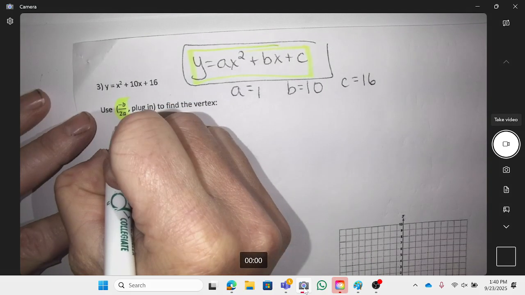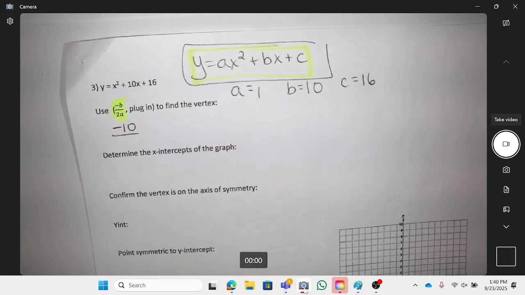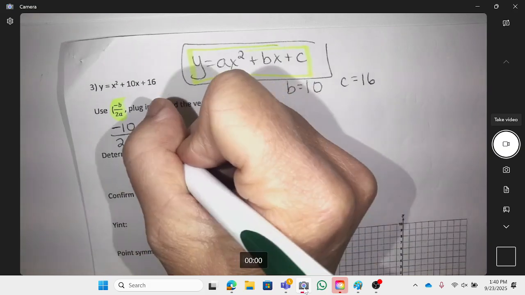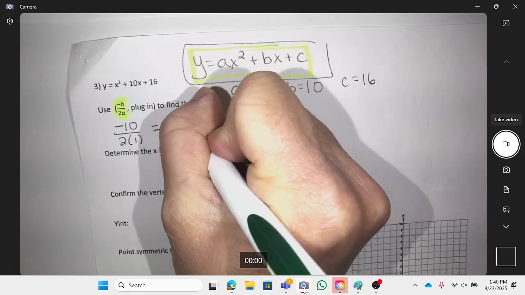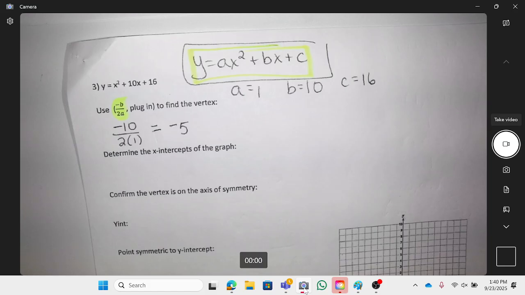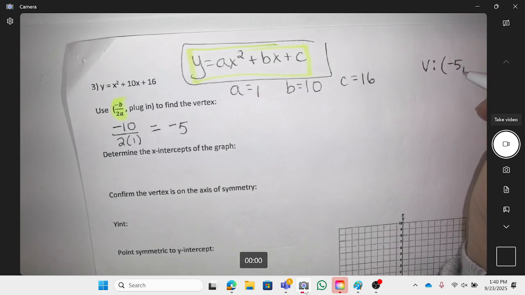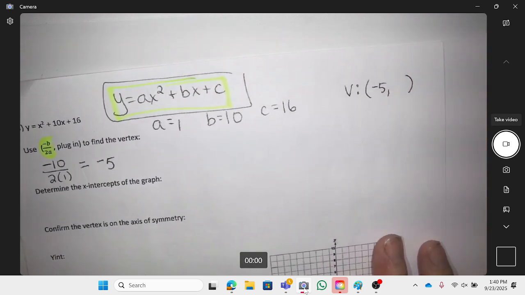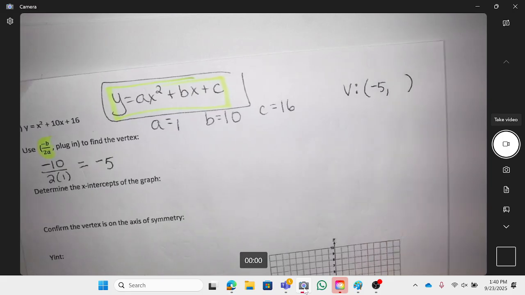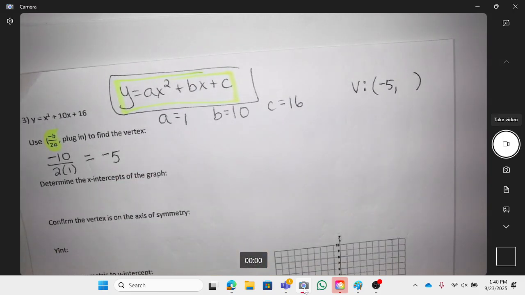Okay, so what am I doing? Negative 10 instead of positive 10, negative 10. Divide by 2 times 1. Gets me negative 5. Okay, so here's what I know. My vertex is negative 5, comma. Got it? That's the x value. All right, now, hey, what do we do if we have x? Plug it in. Input, output.